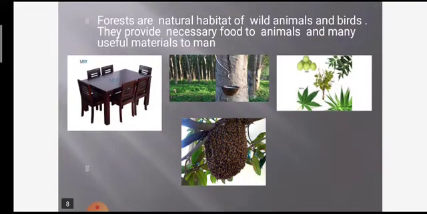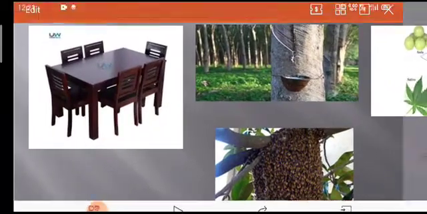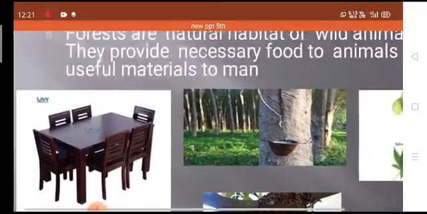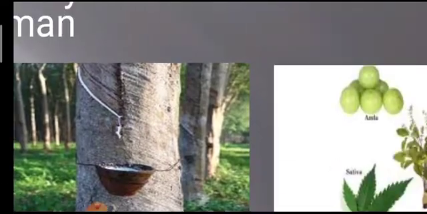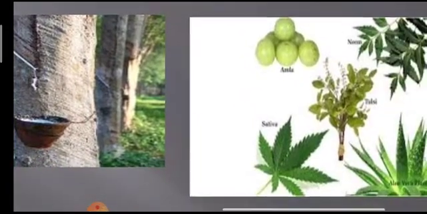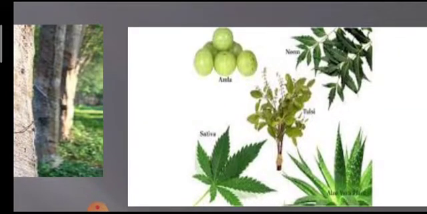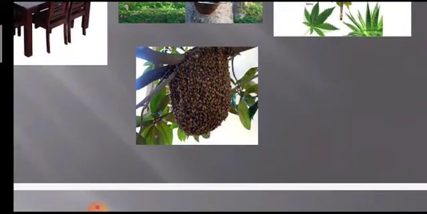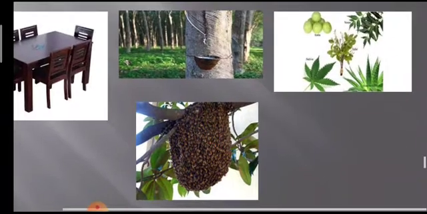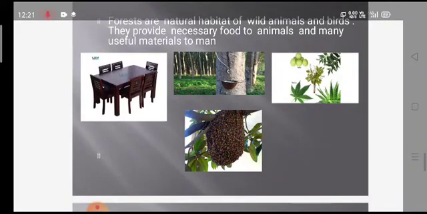See, what are the things that the forest gives? With the help of the forest, if there are trees, you can make chairs, benches and all. In this picture it is a wood dining table. You can make it, and you will get rubber from the rubber plant, as you can see here. You will get some natural products such as amla, neem, tulsi, aloe vera in the forest. Then in the forest you will get honey from the hive of the honeybee. All these things we get from the forest.